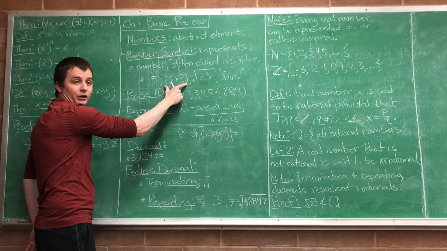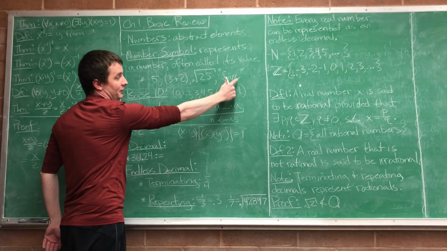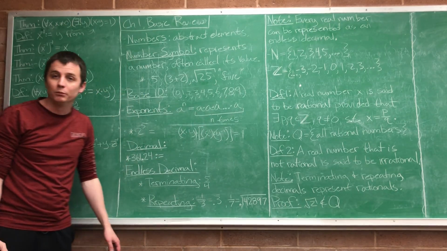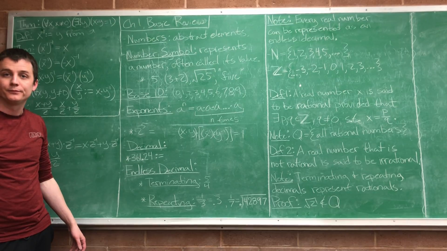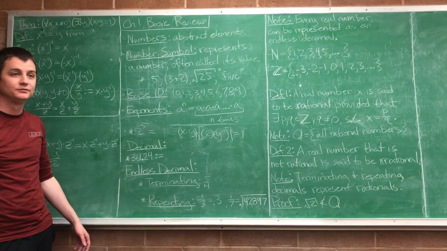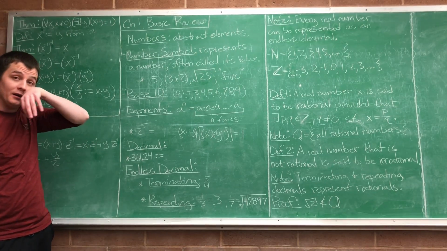5, 3 plus 2 in parentheses, square root of 25, the word 5. Those are all number symbols for the same value, 5. Right? Nothing weird there? Okay.